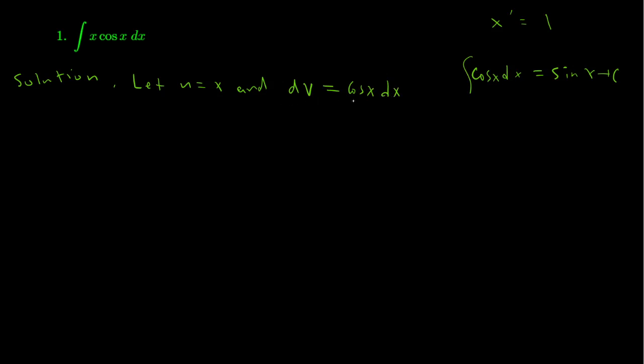Here is the differential of v. We are looking for a function v. We are looking for one particular function v, having the condition that the differential of v is cos of x times dx. Essentially, v is the antiderivative of cos of x. Okay.